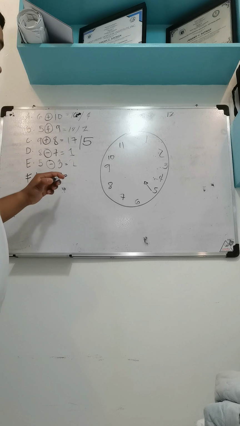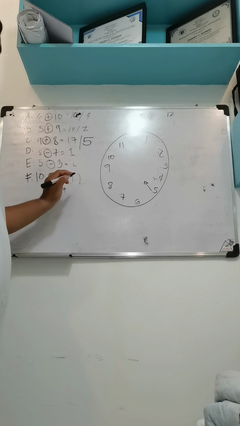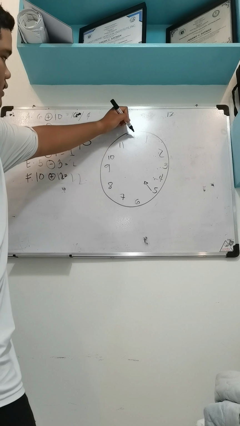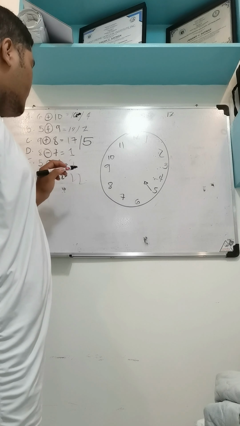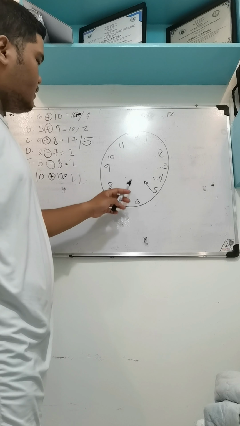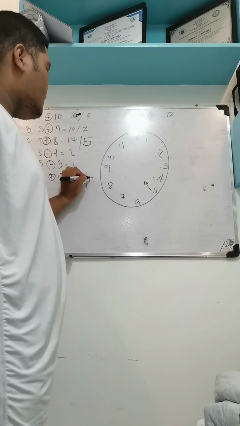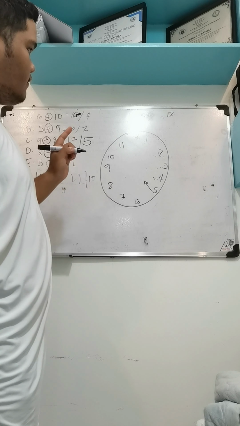So 10 plus 12 is equal to 22. Now in this one there is only 12. Let's count again. So 13, 14, 15, 16, 17, 18, 19, 20, 21, 22. So it gives us 10 o'clock in 12-hour format clock.